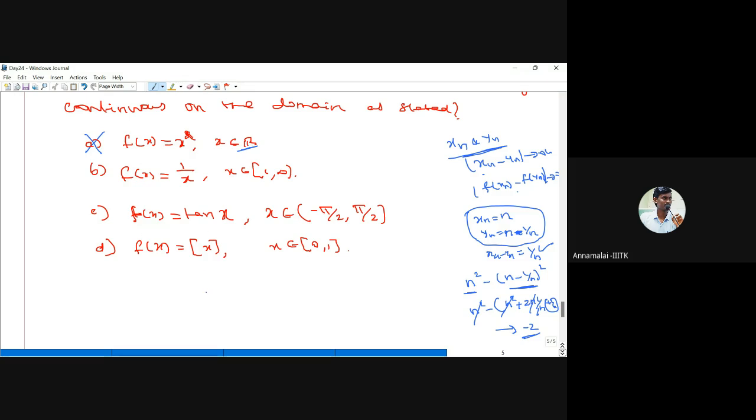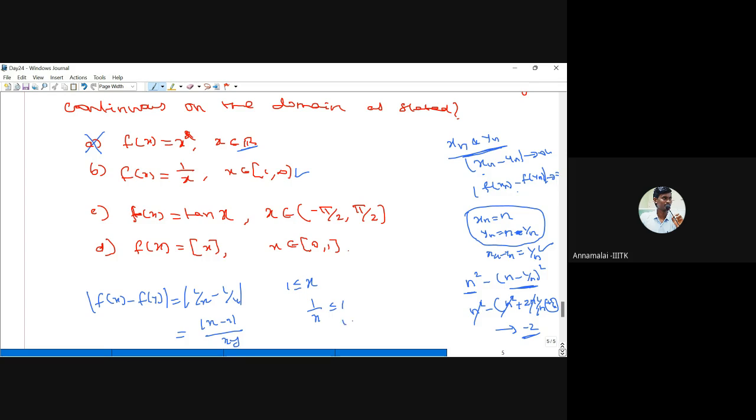We can easily find the bound for this one. Since all the x are bigger than or equal to 1, because x varies in this interval, therefore 1 by x is less than or equal to 1. Okay, so you can take modulus of f of x minus f of y, which is 1 by x minus 1 by y. If you simplify, taking modulus outside, we get modulus of x minus y by xy.